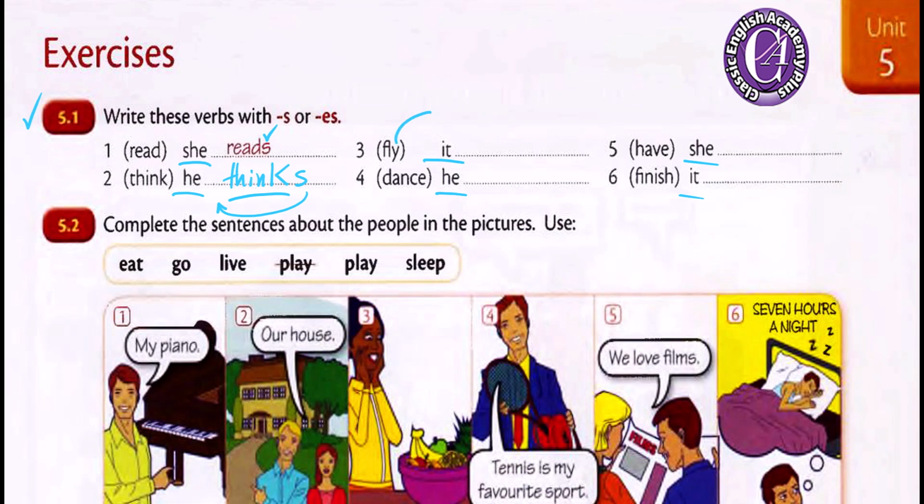Fly is in a very special rule. Do you remember? When we have y at the end of a word, we can change it into I and add es, but we need to have a consonant before that. And fly is exactly like that. So we say it flies. Very, very easy. And he dances. We say dance and then we add s at the end.